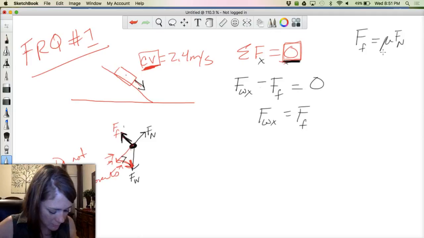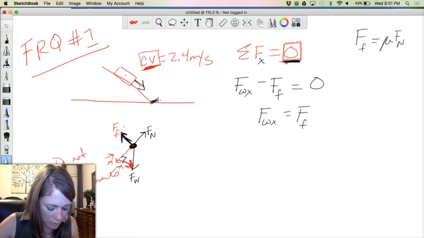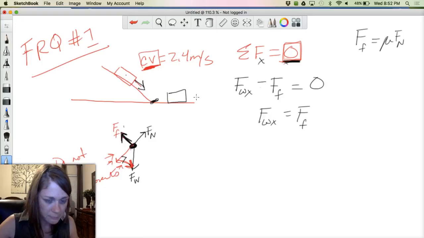And then we get down to part E. Part E says the sled reaches the bottom of the slope, so that would be here, and continues on the horizontal ground. So it's going to continue moving straight on the ground due to its inertia. Assume the same coefficient of friction. In terms of velocity and acceleration, describe the motion of the sled as it travels on the horizontal ground.